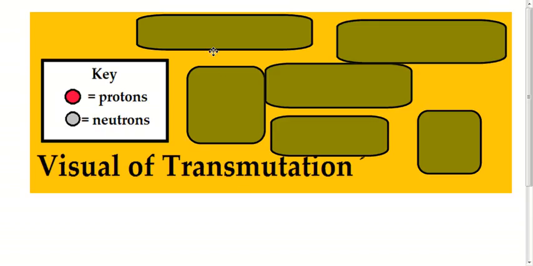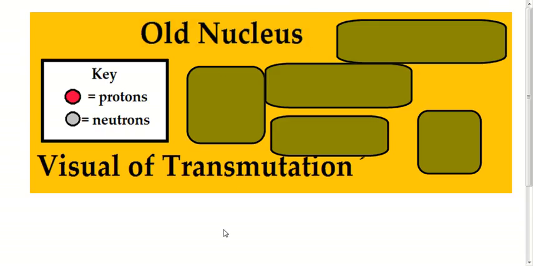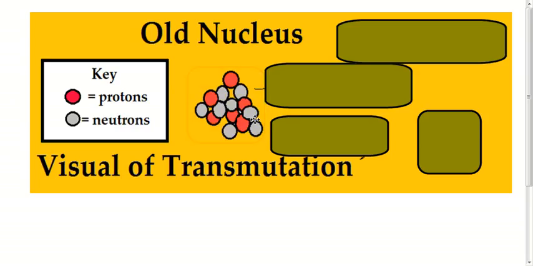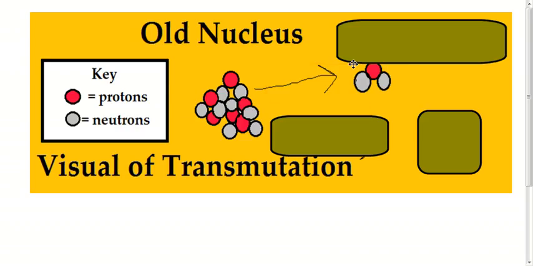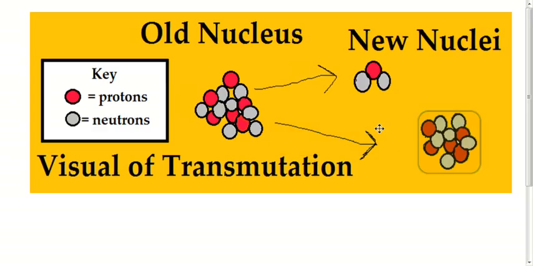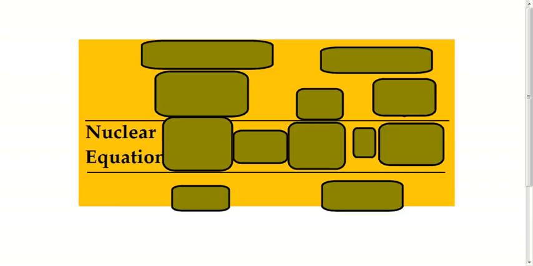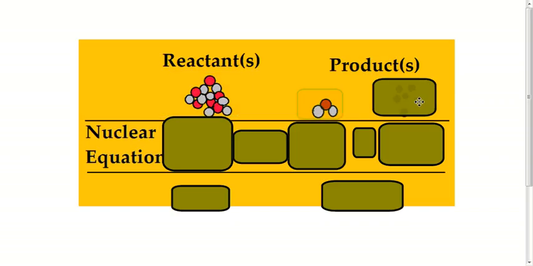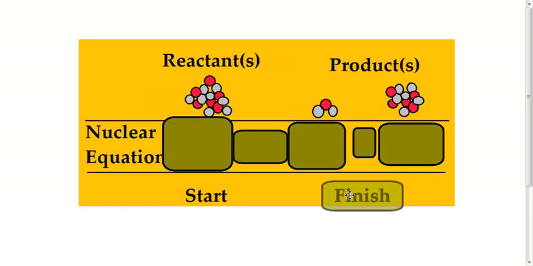Now, here is a visual of a transmutation, one nucleus turning into another nucleus, or one nucleus breaking up into two nuclei. Here's my original nucleus. It breaks up into one nucleus here, a new one, and then simultaneously makes a second one. Now, here are the reactants and products, here's what they start at, and here's what they finish at.